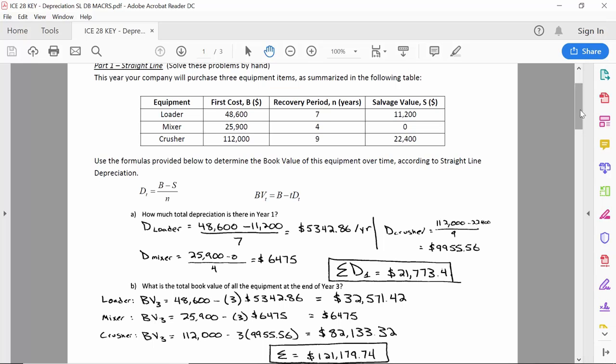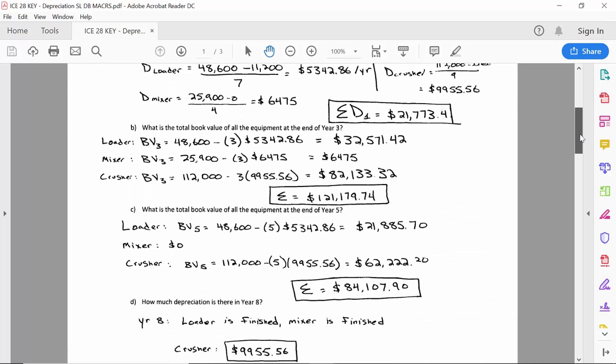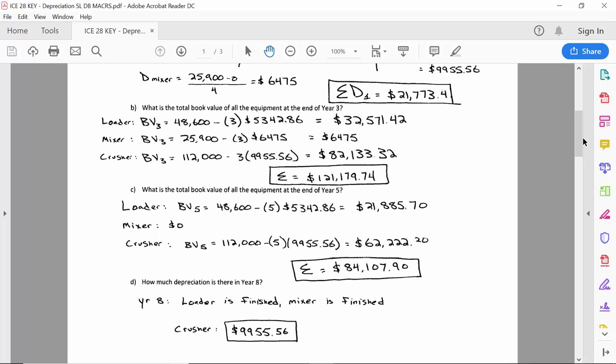Okay, I'm going to bring parts C and D up on the screen. So in Part C, where we're looking at year 5, you'll notice that in the recovery period table, the mixer has already lost all of its value by the end of the 4th year. So the mixer has 0 book value in year 5. But at the end of year 5, you can calculate the book value for the loader and the crusher using the same kind of formula, where you're starting with the starting book value and subtracting 5 years of however much depreciation there is per year.